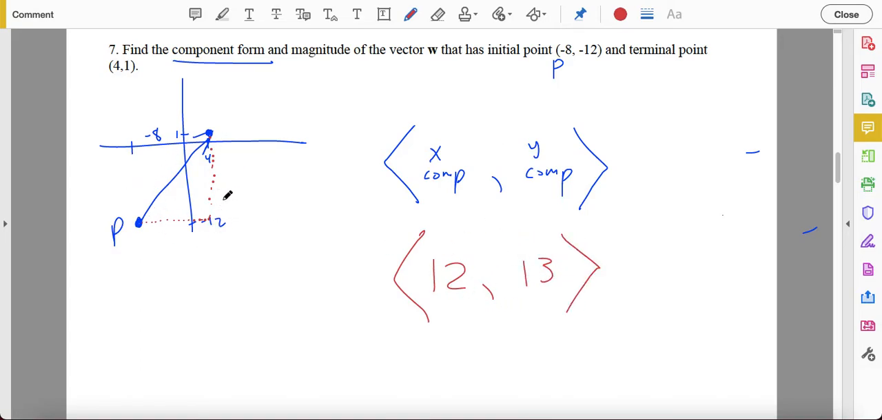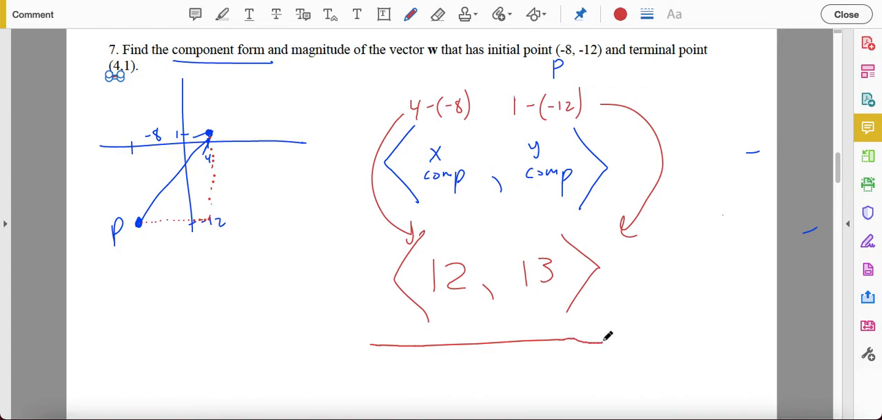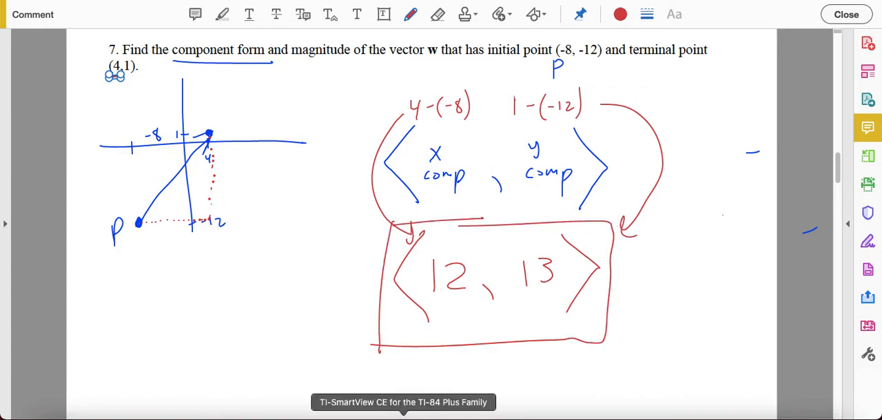That's using graphical analysis. Now, there is a formula for this too, where we just take the terminal point and subtract the initial point. So notice how for the first one, the x's, we do 4 minus -8. That's 4 plus 8, which is 12. And the y component, 1 minus -12, which is 13. So that's how we arrive either way at a component form of 12, 13.